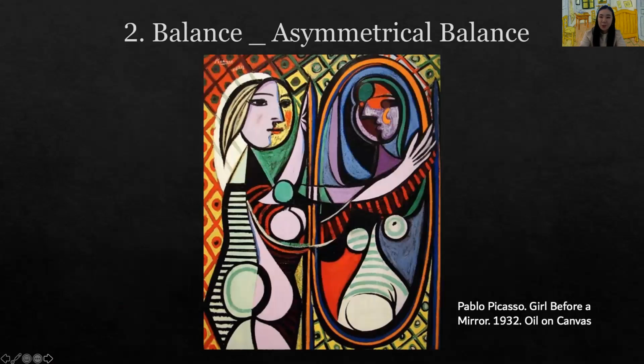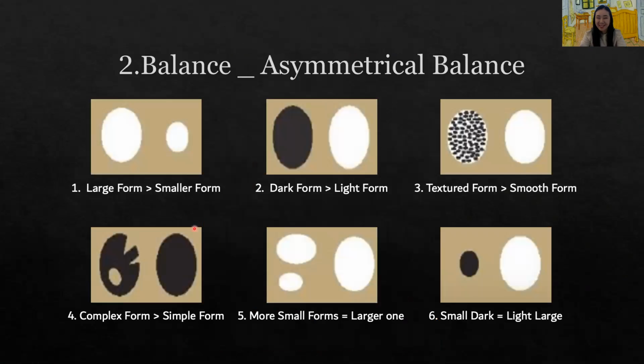So here's a quiz. Can you guess which type of asymmetrical balance is in this Pablo Picasso painting? Let me show you the options again: larger form and smaller form, dark form and light form, textured form and smooth form, complex form and simple form, more small forms equal a larger one, and small dark equals large light.